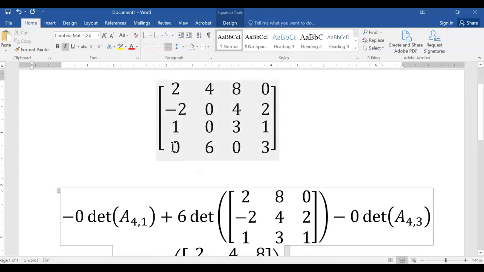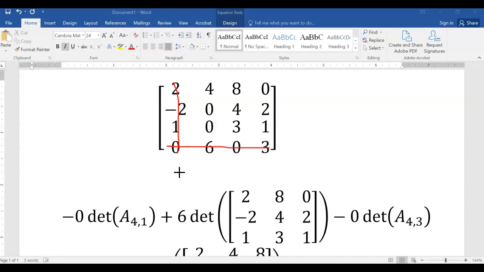Now, notice here, this 0 is in row 4, column 1. 4 plus 1 is 5, so I would have to put a minus 0 times the submatrix that we get when we eliminate the first column and the fourth row. So I don't even care what that submatrix is. I'm not even going to write it down. I know it's this right here, but I don't need to write it down because I know 0 times anything is going to be 0.